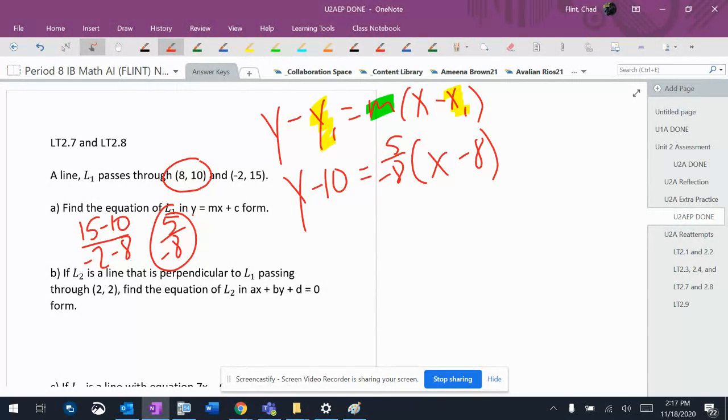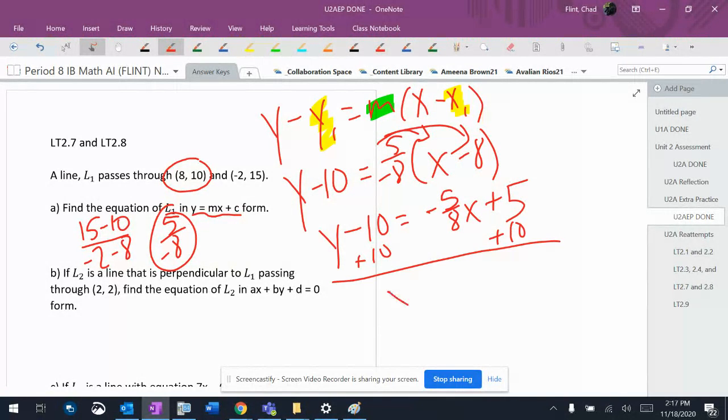Okay, now it wants it in y equals form, so I do some algebra. So y minus 10 equals negative 5/8 x plus 5, plus 10 on both sides. y equals negative 5/8 x plus 15. Okay, so that's that one.